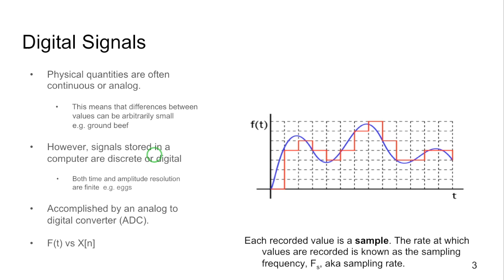But digital signals, which we must store in a computer, are discrete. Their resolution is finite in both time and amplitude. And in our metaphor, an example of this would be eggs. Ignoring the fact that we typically buy them in dozens, they're discrete because you can only buy a single egg. You can never buy half an egg or a third of an egg or 0.37 eggs.